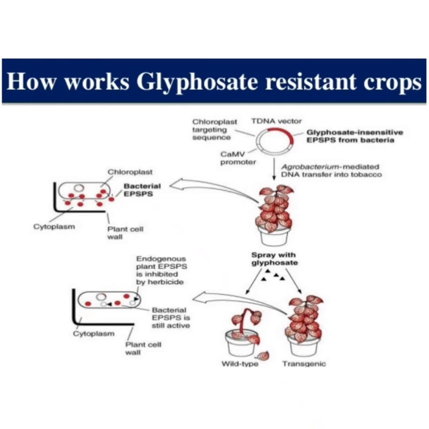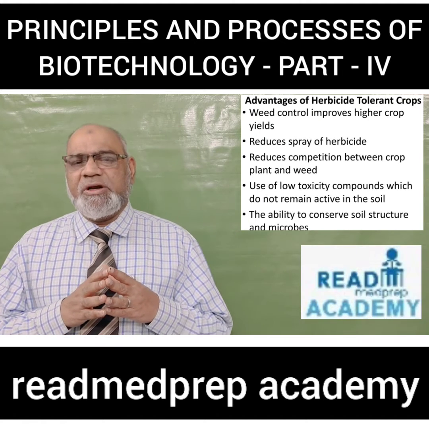When glyphosate is sprayed on a wild type, the plant withers or dies like the weeds. In a transgenic plant which has the Agrobacterium mediated gene, the endogenous plant EPSPS is inhibited by the herbicide, whereas the bacterial EPSPS is still active. Hence the plant survives. What are the advantages of herbicide tolerant crops?